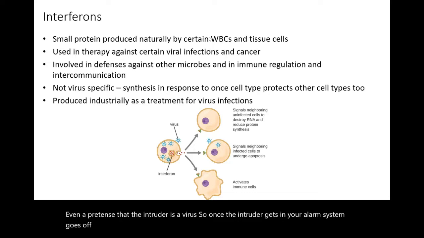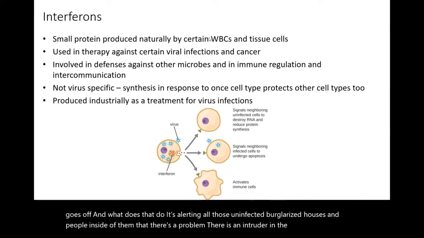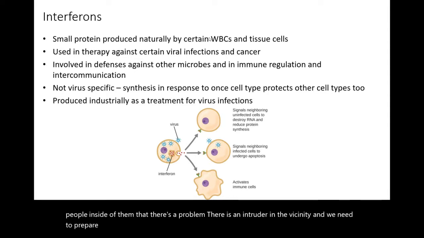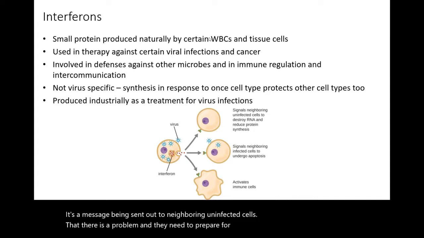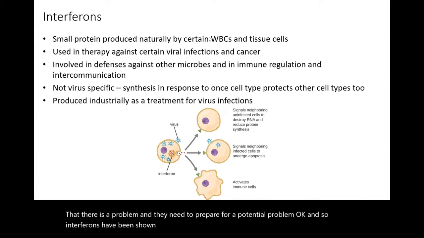And what does that do? It's alerting all those uninfected, unburglarized houses and people inside of them that there's a problem. There's an intruder in the vicinity and we need to prepare, right? We need to call 911 or whatever. And so the interferon is the alarm system. It's a message being sent out to neighboring uninfected cells that there is a problem and they need to prepare for a potential problem. Okay, and so interferons have been shown to kind of trigger multiple responses.